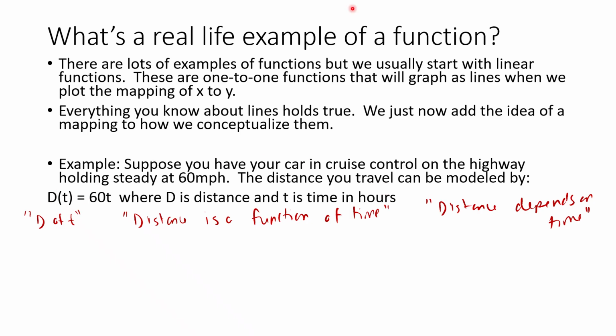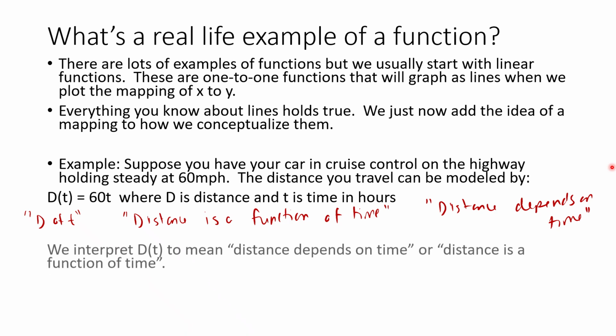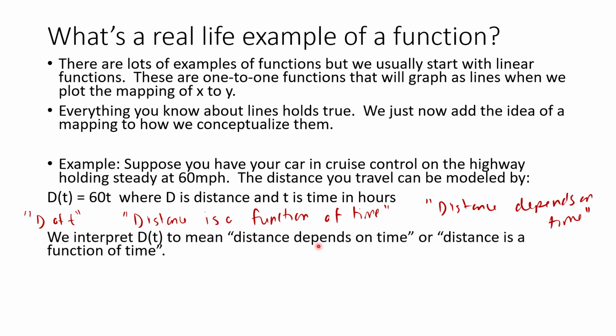In other words, if you're in your car with cruise control on, holding steady at 60 miles per hour, driving through North Carolina on I-95 and there's like nothing there. Okay, South Carolina, North Carolina, super boring. Not a slight against Carolina, it's just that driving on I-95 is very boring. What we're saying here is that how far you've traveled depends on how long you've been traveling. So we interpret d of t to mean distance depends on time, or distance is a function of time.